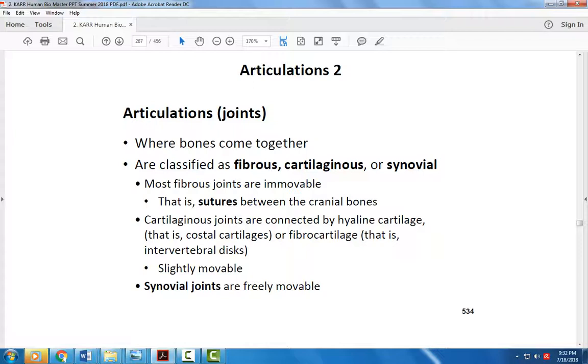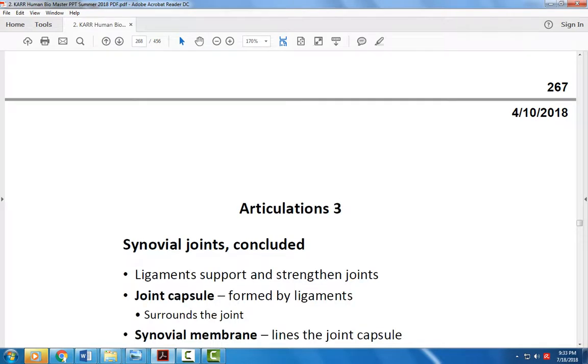Synovial joints are freely movable. The bones are free to move against one another. There is cartilage between there as well. It's hyaline cartilage, the same as we find in the costal cartilages of the rib. So it's not hyaline cartilage that defines the synovial joints. It's the fact that they're freely movable. Cartilaginous joints are slightly movable. Fibrous joints, like the sutures of the skull, are immovable, not movable at all. It's the synovial joints that have more free range of motion.